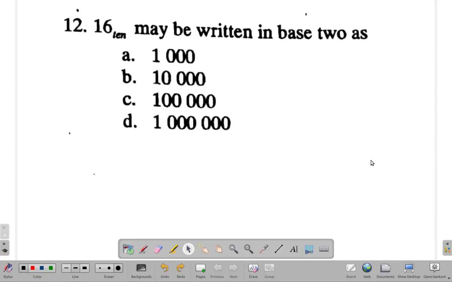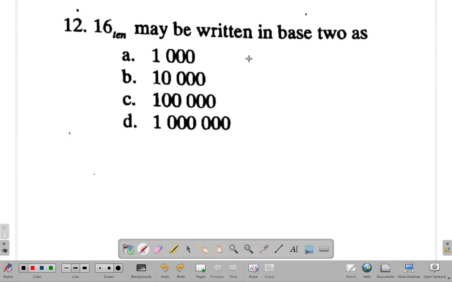Question 12. This is a base number basis question. Pause the video. Try to get the answer, and let's see what you get. Do it within 1 minute. Okay, I trust you have done that. So, let's see what this is about.